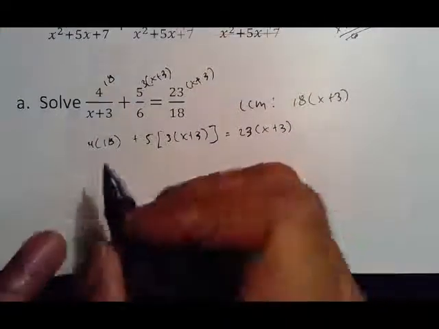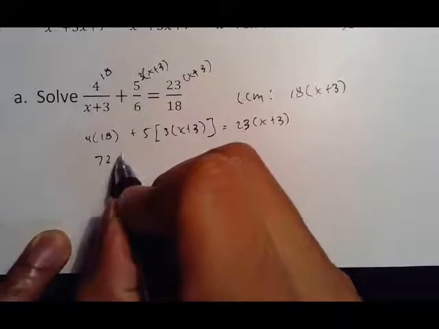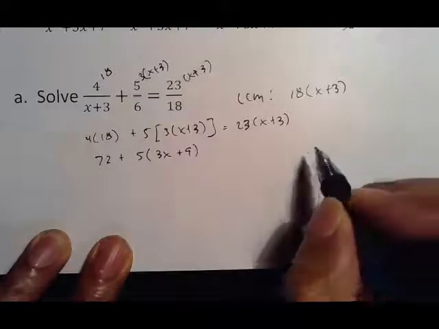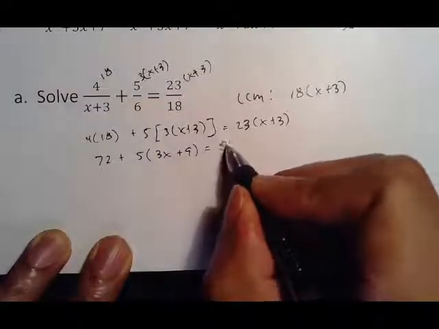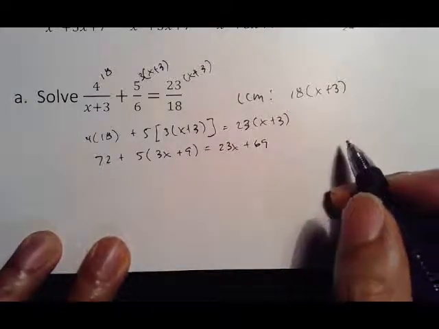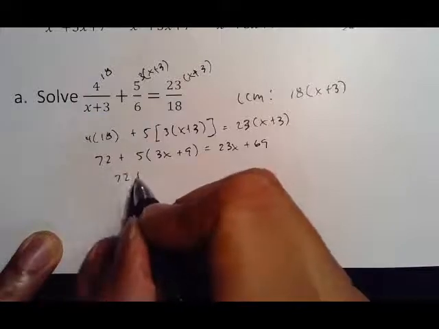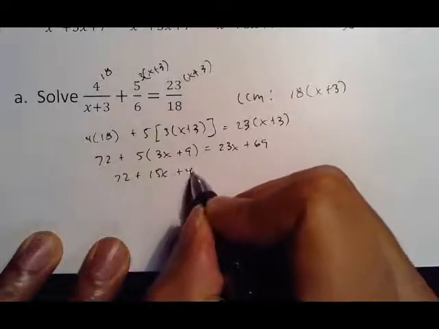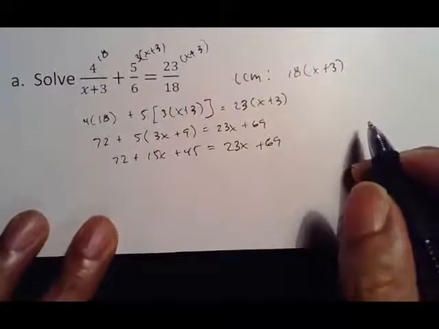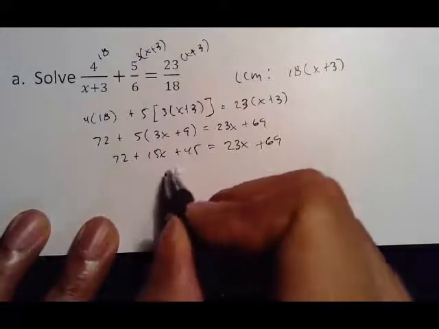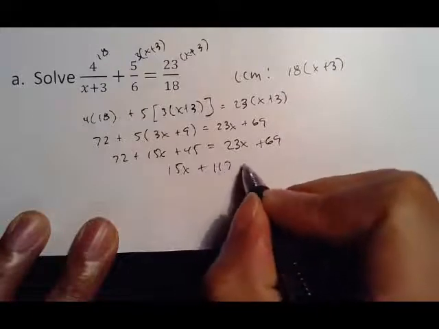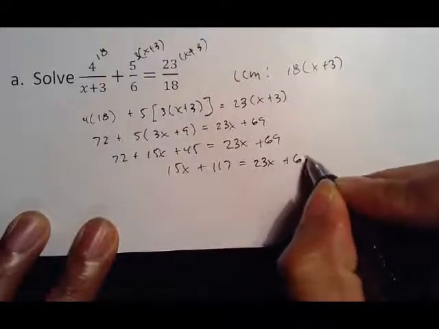Then you make this easier. 4 times 18, I believe, is 72. Do your first multiplication here, so 5 times 3x plus 9 equals 23x plus 69 over here. You then go ahead and get rid of your last level, so 72 plus 15x plus 45 equals 23x plus 69, and as you see, the numbers get nicer and nicer and nicer. So 15x plus 117 equals 23x plus 69 here.